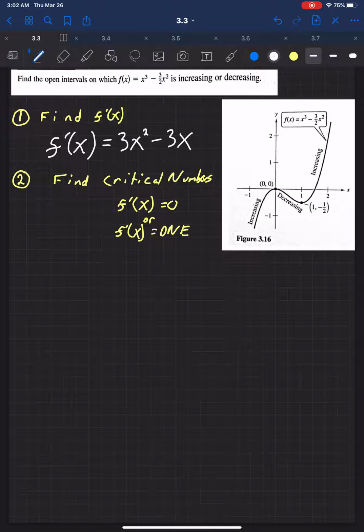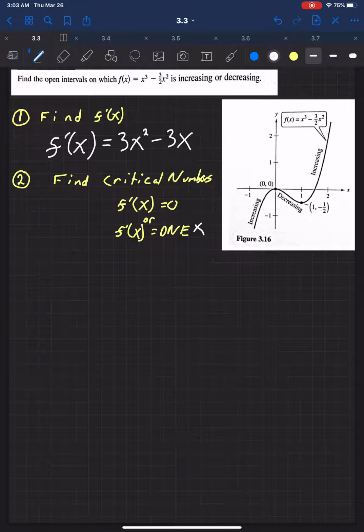Or if you were trying to take the square root or the even indexed root of a negative number. Now, I don't have any square roots or even root radicals in this function, nor do I have a fraction, so we don't have to worry about either. So let's instead focus on when the derivative would equal 0.